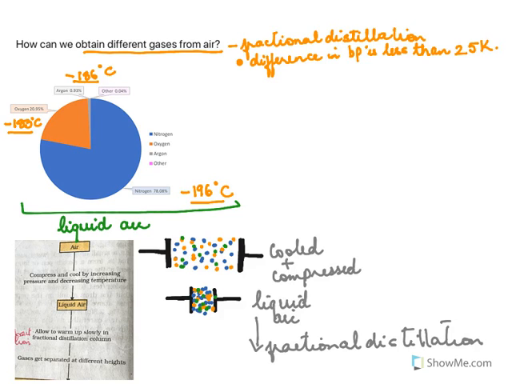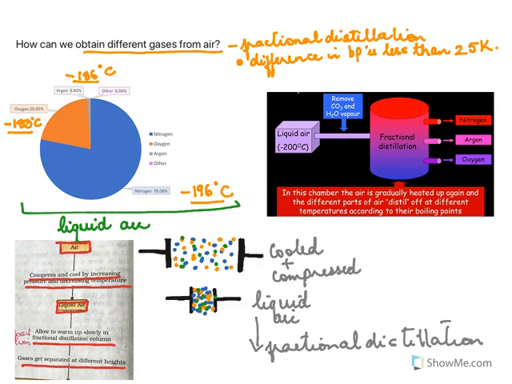So let's just look up here at what's given in your textbook. So we have air here. The air is then compressed and cooled by increasing the pressure and decreasing the temperature to get liquid air. Once the liquid air is obtained, it's allowed to warm up slowly in the fractionating column and get separated at different heights.